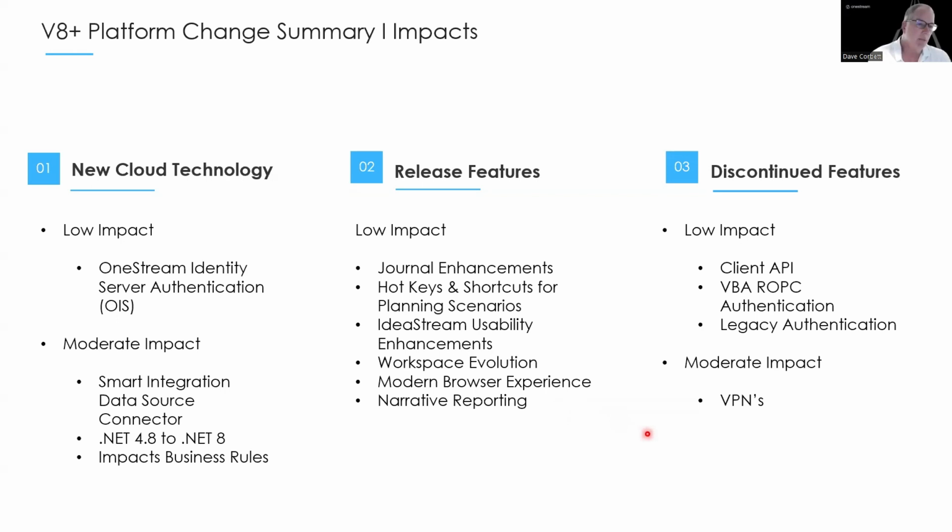On the right side is simply housekeeping. We've retired some old capabilities that aren't something that we want to take forward, and that's the client API, the use of ROPC if you're authenticating out of Excel, and then of course legacy authentication and VPNs have been replaced with respectively OIS and SIC. So that's sort of an opening look at some of the platform changes and impacts for the version 8 Plus upgrade. All right, thank you, Dave.